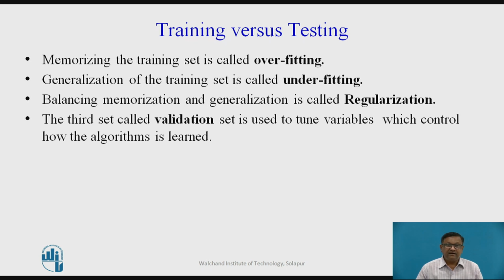And the third set is called the validation set, and is used to tune variables which control how the algorithm is learned. So validation is a new set of data which is used to tune the variables in the algorithm so that it can learn the data.